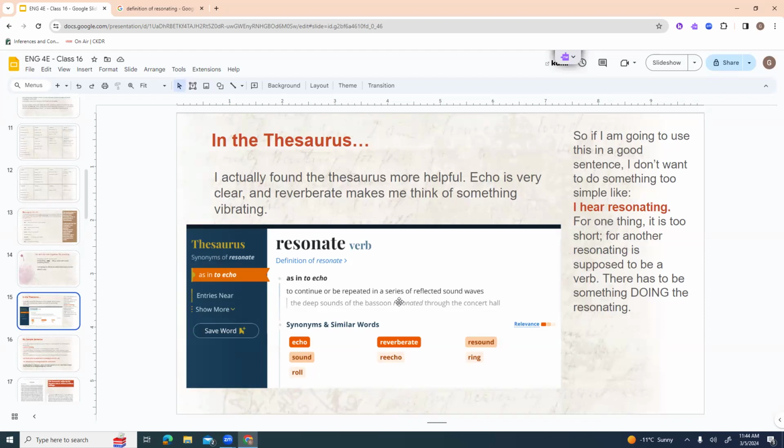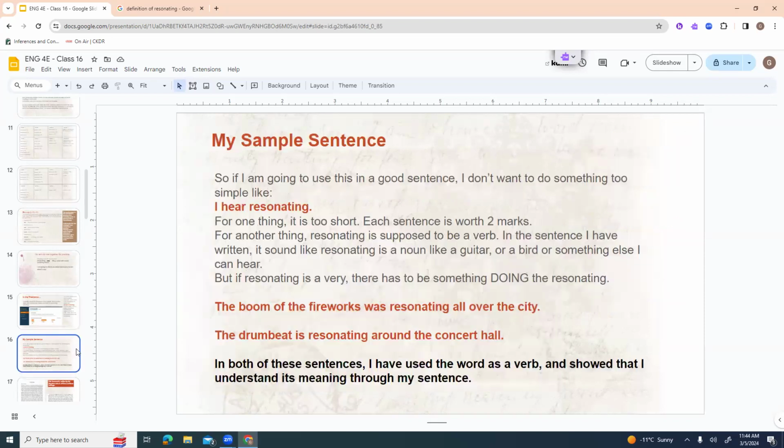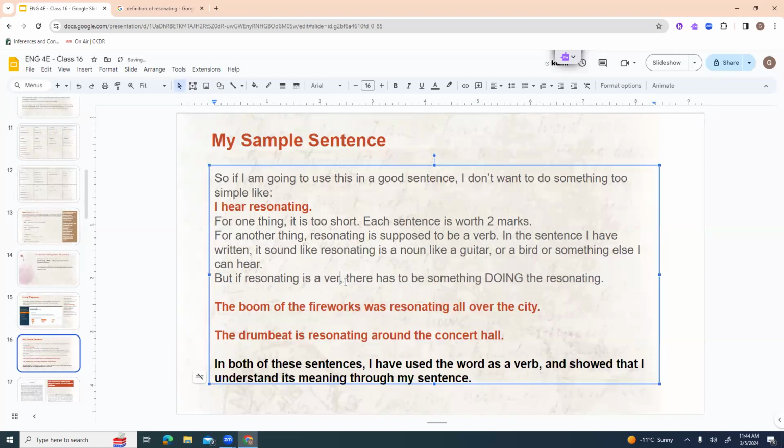Okay. So if I'm going to use this in a good sentence, which is worth 2 marks, I don't want to do something too simple, like write, I hear resonating. For one thing, that is too short. For another thing, resonating is supposed to be a verb. There has to be something doing the resonating. So in the sentence I have written, it sounds like resonating is a noun, like I'm hearing a guitar or I'm hearing a bird. But if resonating is a verb, then there has to be something doing it.